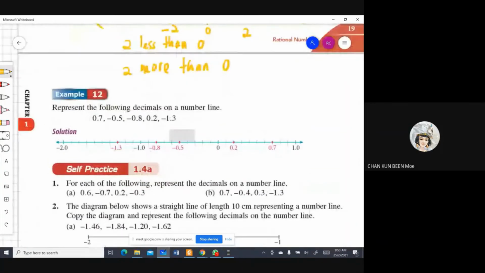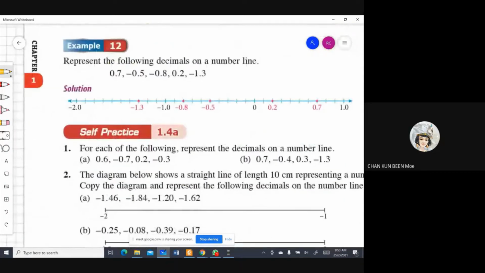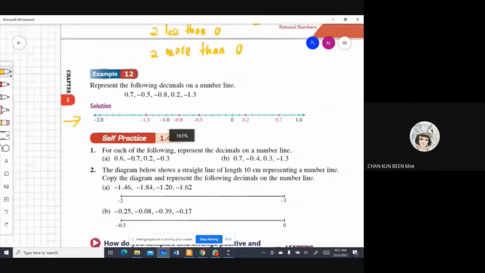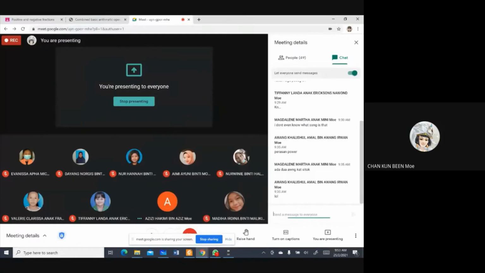Okay, this is the example. Example 12. Represent the following decimals on a number line. Okay, when you are asked to represent the decimals on a number line, you see this is the solution. It's quite confusing and I'm sure you don't know how to draw that yet. What you can do is look for the smallest and the biggest number among these 1, 2, 3, 4, 5 decimal numbers. Okay, let's see whether you can determine it or not.